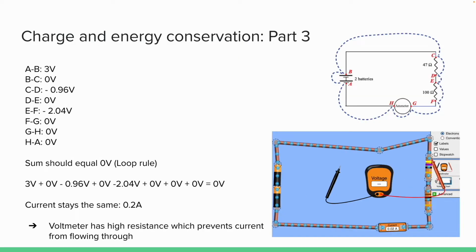Then we measured the voltage between different points, and we want to see that the sum of all these potential differences adds up to 0 volts, which is consistent with the loop rule. On the left side we can see all the different points that we measured between, and when we sum them up, they add up to 0 volts. The current also stays the same as in the previous circuit, at 0.02.